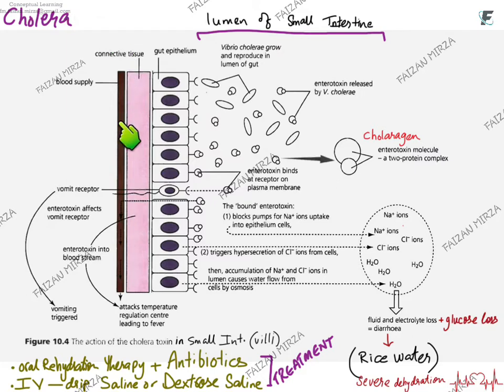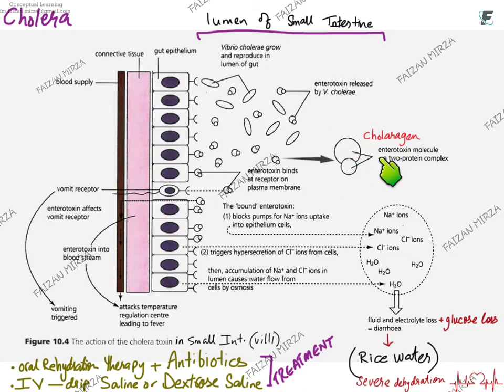How cholera affects the person: this diagram shows you. This is the intestine, this is the connective tissue and the blood supply of the intestine. These are the cells of the intestine. When Vibrio cholerae is there, it grows and reproduces in the lumen of the gut, because this is exactly where the food will come. While reproducing, this Vibrio cholerae will produce an enterotoxin, and this enterotoxin is called cholerogen.